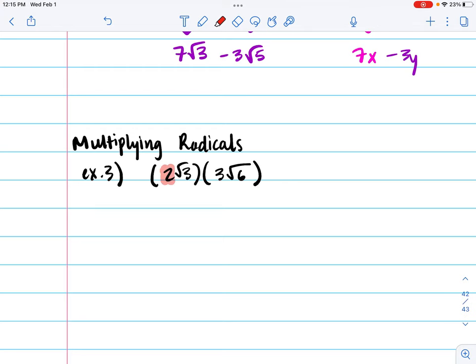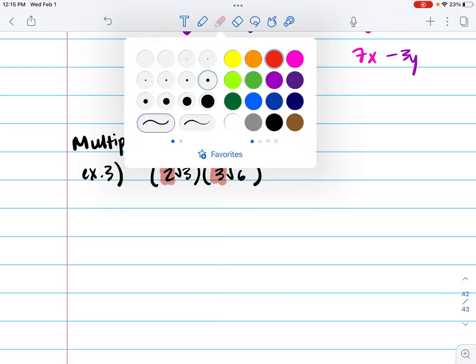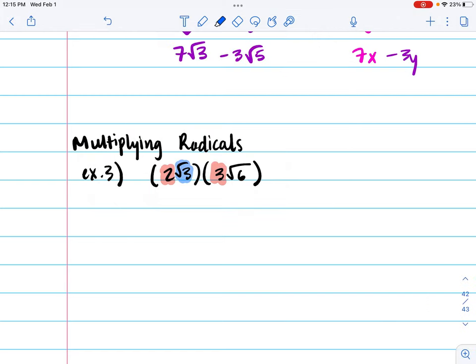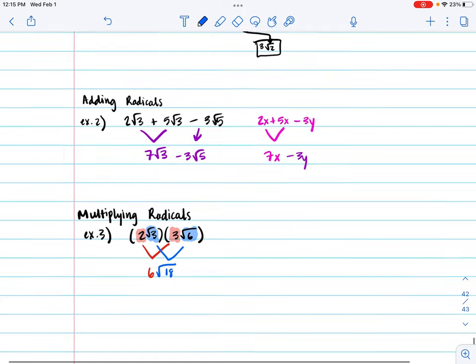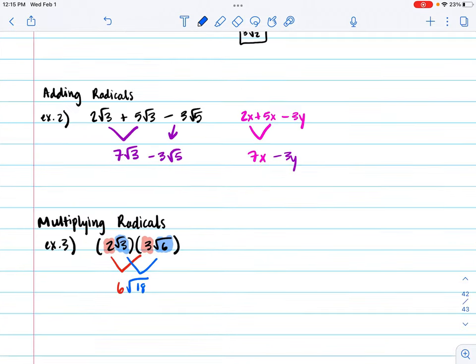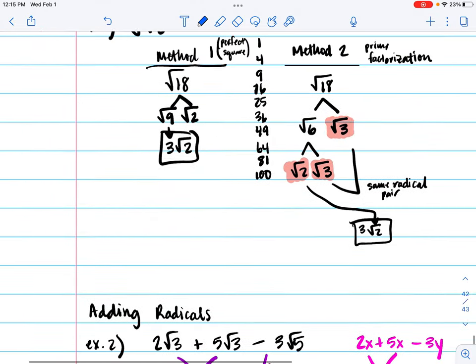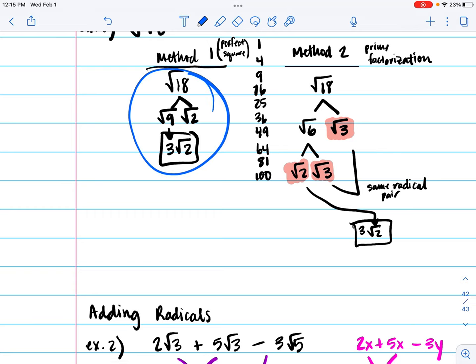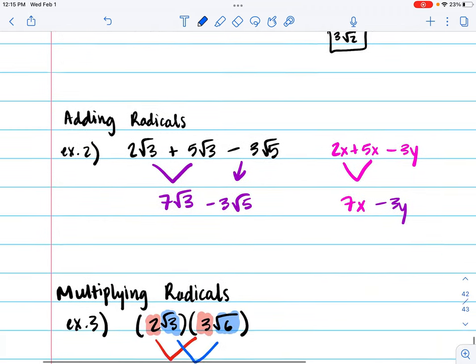So for instance, 2 and 3 are the coefficients, and then root 3, root 6 are the radicals, and you multiply them accordingly. 2 times 3 is 6, and then for the radicals, 3 times 6 is 18, and that stays inside of the roots. But if you remember from up above, we were able to simplify the root of 18, and we've actually already done that here, right? We know it's going to be 3 root 2.